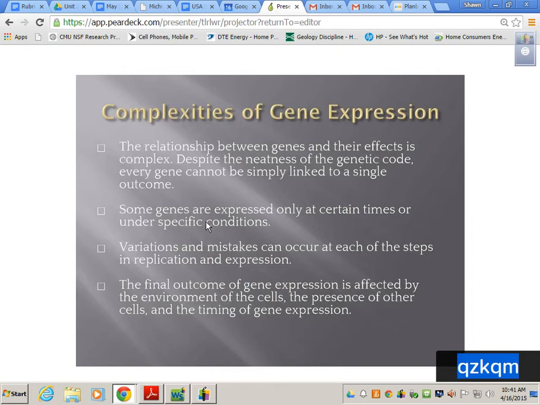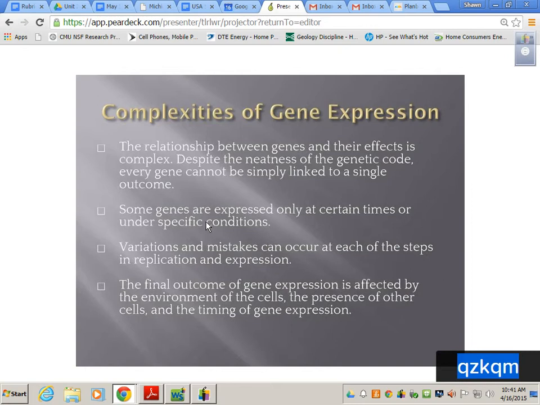If I don't code for a stop codon, I might just keep going, right? What if I code for a stop codon too soon? Then I got half a polypeptide that doesn't work. So the final outcome of gene expression is affected by the environment of the cells, the presence of other cells, and the timing of gene expression.